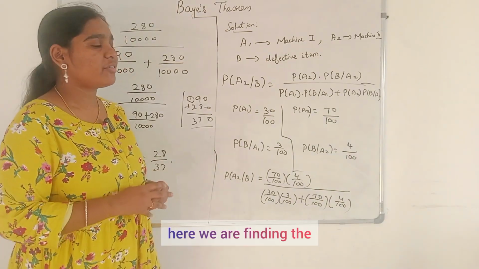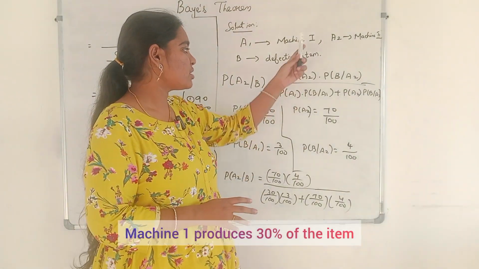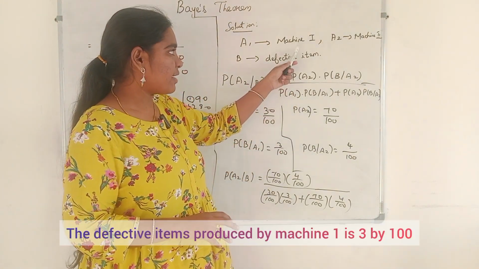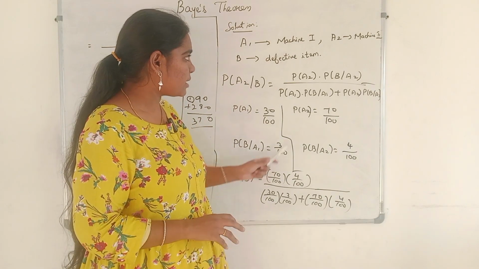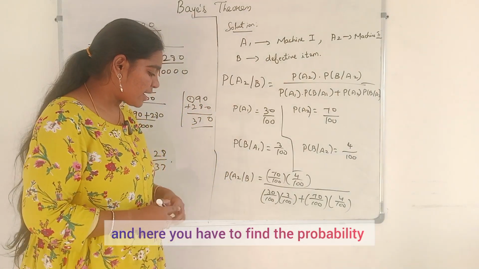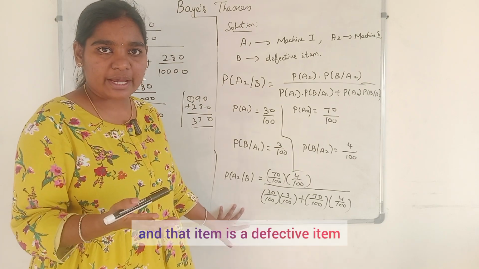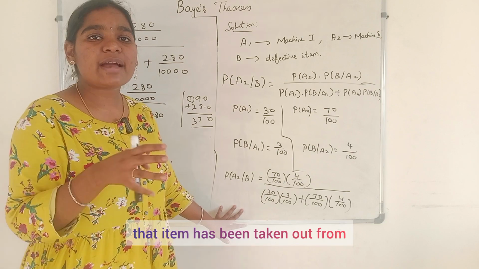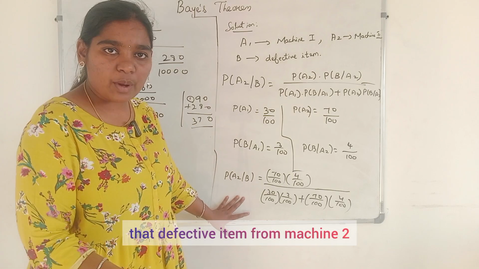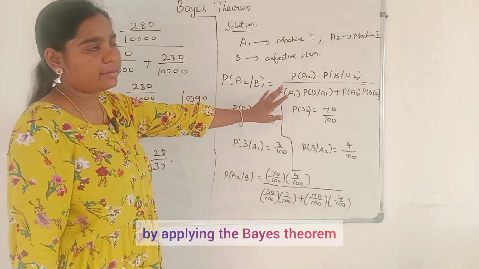So here we are finding, there are two machines, machine 1 and machine 2. Machine 1 produces 30% of the items and machine 2 produces 70%. The defective items produced by machine 1 is 3 by 100 and the defective items produced by machine 2 is 4 by 100. And here you have to find the probability. You are taking out an item and that item is a defective item. You have to find that item has been taken out from machine 2. What is the probability of taking out the defective item from machine 2? Found it by applying Bayes' theorem.